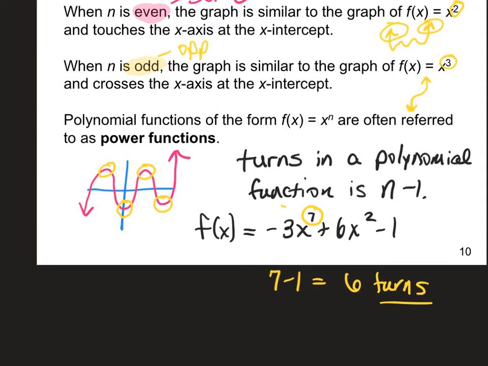Now think about the ends of the graph. Are the arrows going to be going in the same direction or opposite directions?